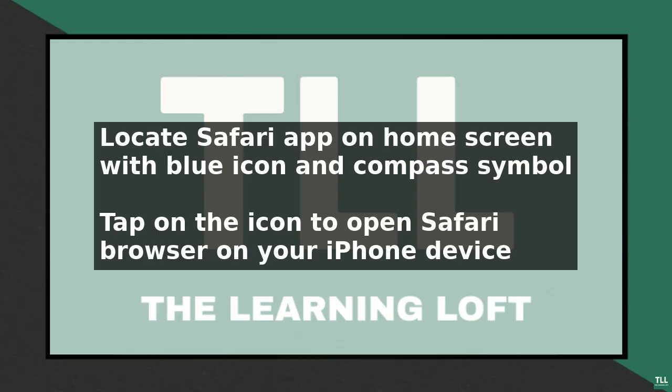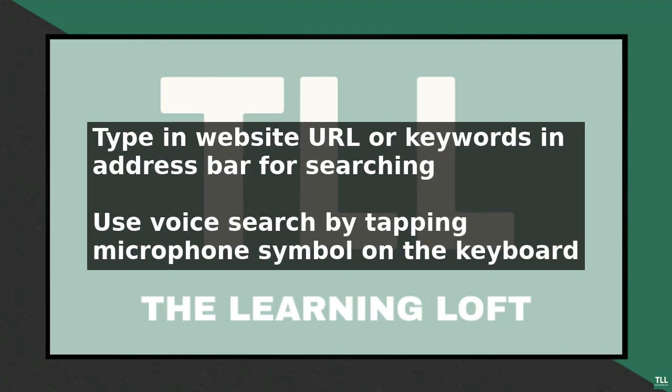Once the browser is open, you will see the address bar at the top of the screen where you can type in the website you want to visit. You can also use the bookmarks and tabs buttons located at the bottom of the screen. The bookmarks button is represented by a book symbol and the tabs button is represented by two squares.